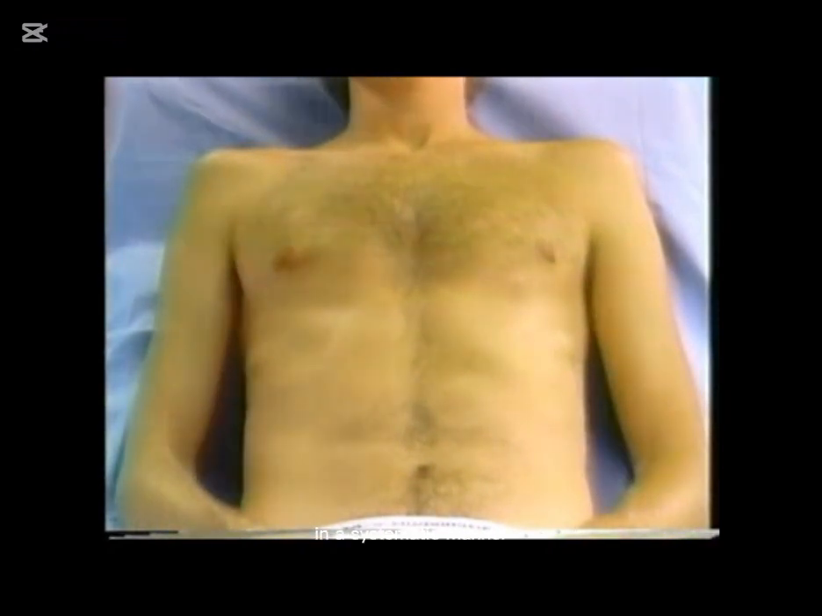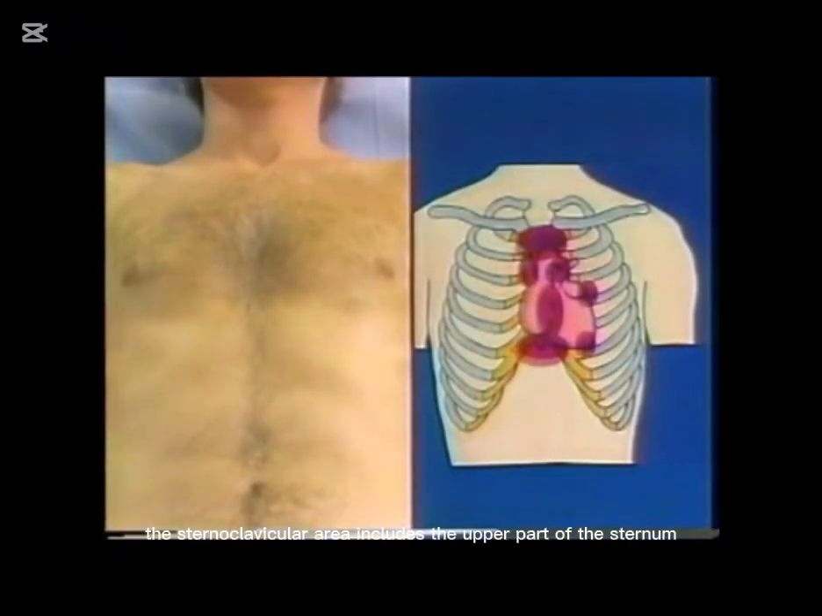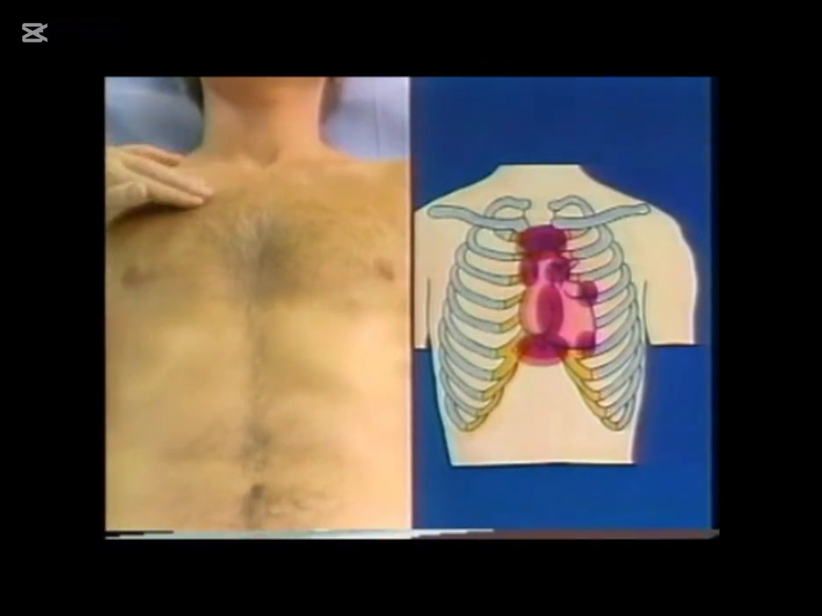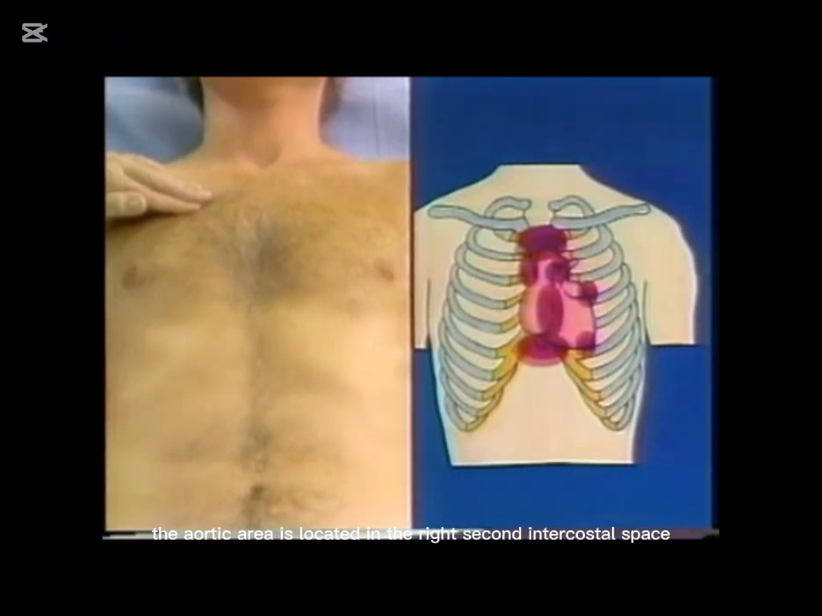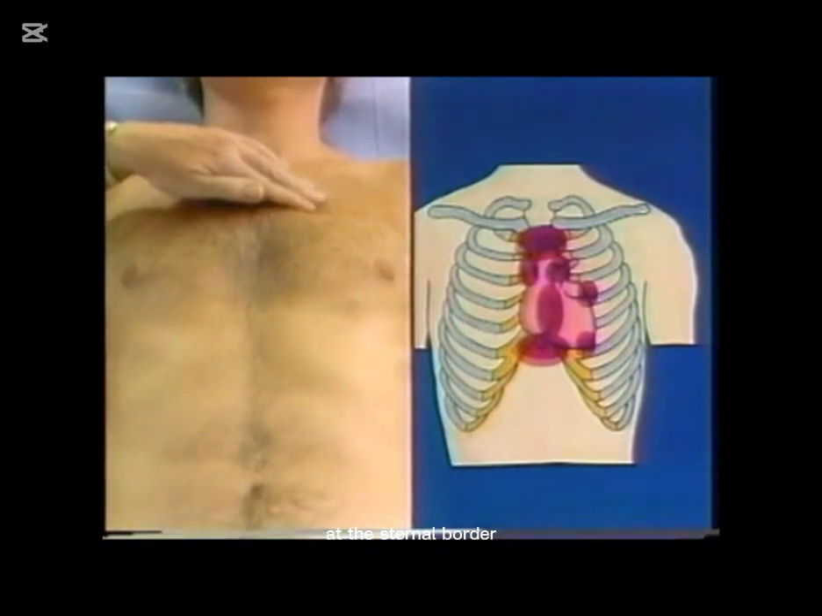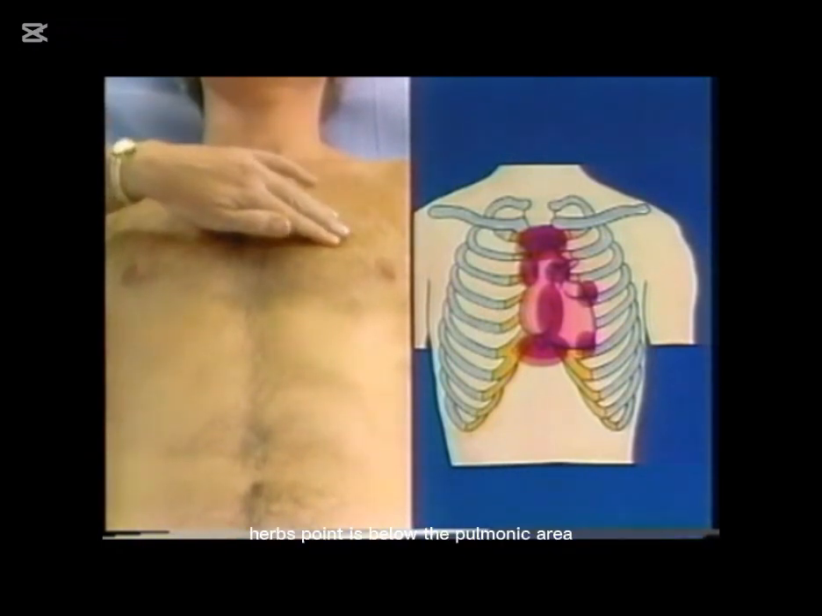In a systematic manner, inspect and palpate the precordium over specific areas. The sternoclavicular area includes the upper part of the sternum and manubrium. The aortic area is located in the right second intercostal space at the sternal border. The pulmonic area is located in the left second intercostal space at the sternal border. Erb's point is below the pulmonic area in the left third intercostal space.